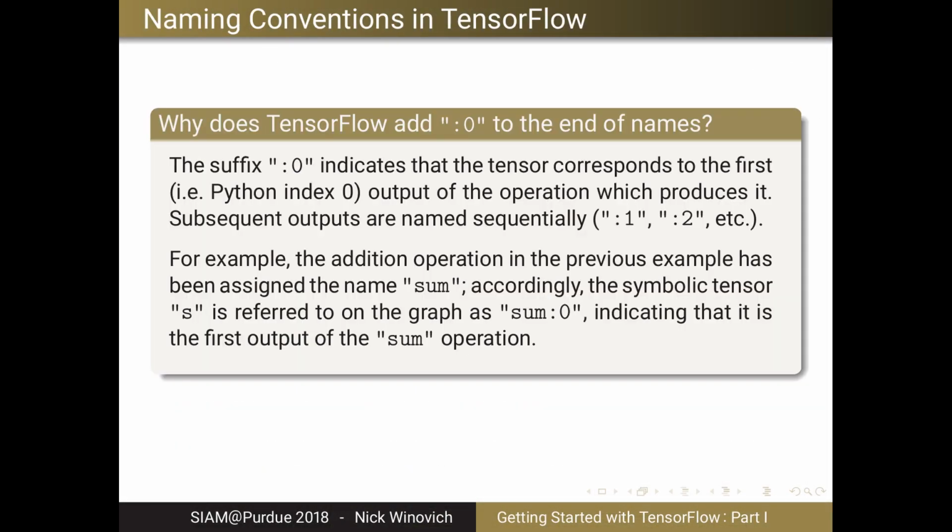So one of the things that I glossed over earlier was the name. I had named the operation sum, and when I printed the value, it said sum:0. I didn't know what this meant for probably the first year that I was working with it. I just thought it was always added for some reason. But the reason that it adds that :0 is that you're not actually referring to the operation anymore.